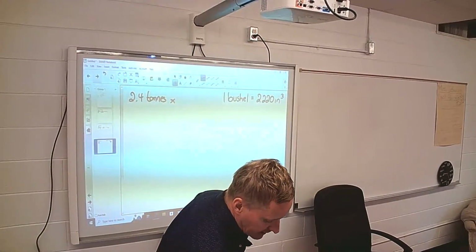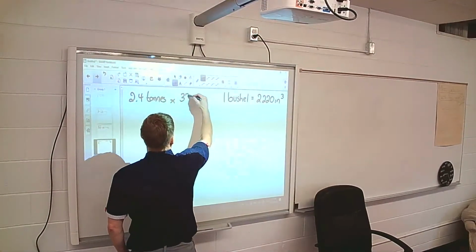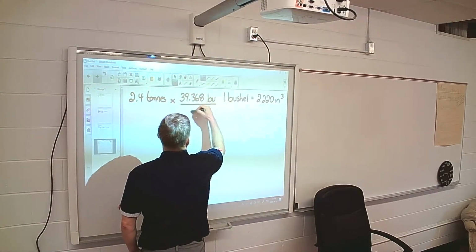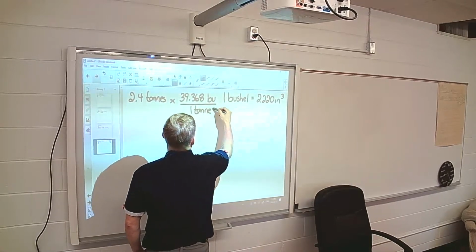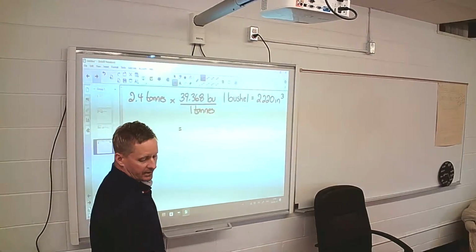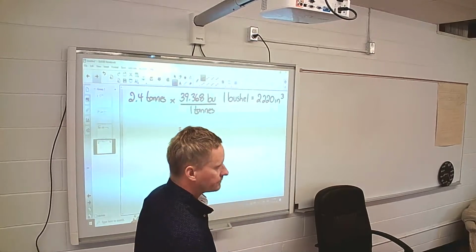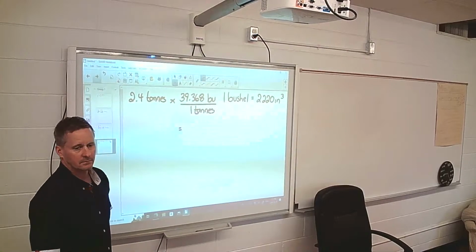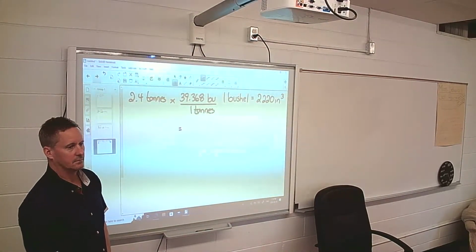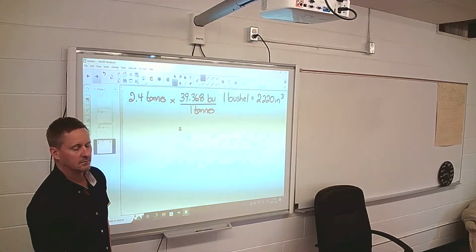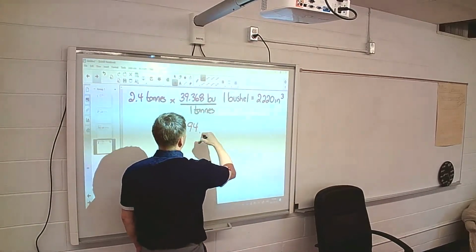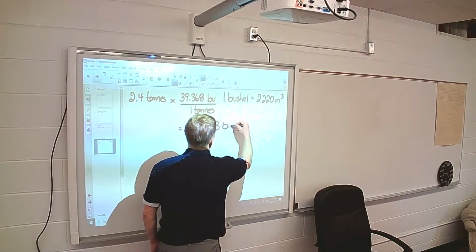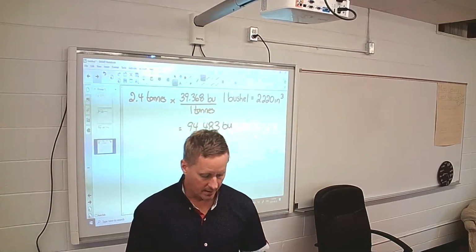Okay, this is the spelling for the British pounds or tons. But it says 39.368 bushels per 1 ton. Multiply those two, and what do you get? 94.48, 3 decimal places. 94.483. Thank you. So that's how many bushels it is. Okay?